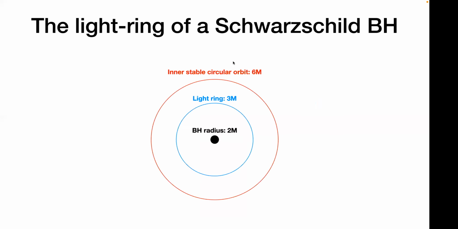So for a Schwarzschild black hole, the light ring is at 3M. Another important orbit is called the ISCO. It is related to a time-like geodesic.